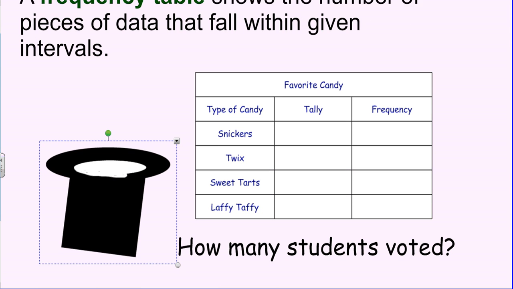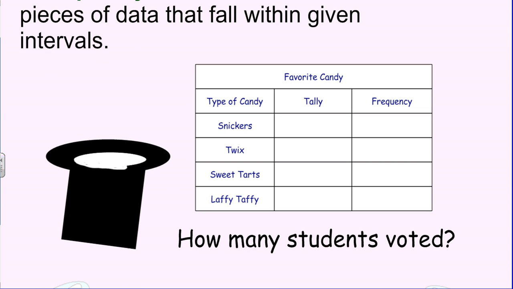Now it's time for you to make your own frequency table. We have here favorite candy and the types of candy, the tallies, and the frequency. So we have to reach into this magical hat and see what kind of candy we can pull out here. Okay? At the end, I want you to tell me how many students voted. See if you can read or interpret the data within our frequency table.